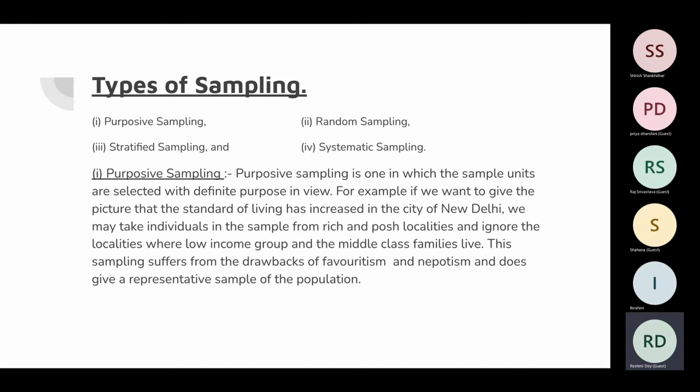Now we come to types of sampling. First type of sampling is purposive sampling. Then we have random, stratified, and systematic sampling.